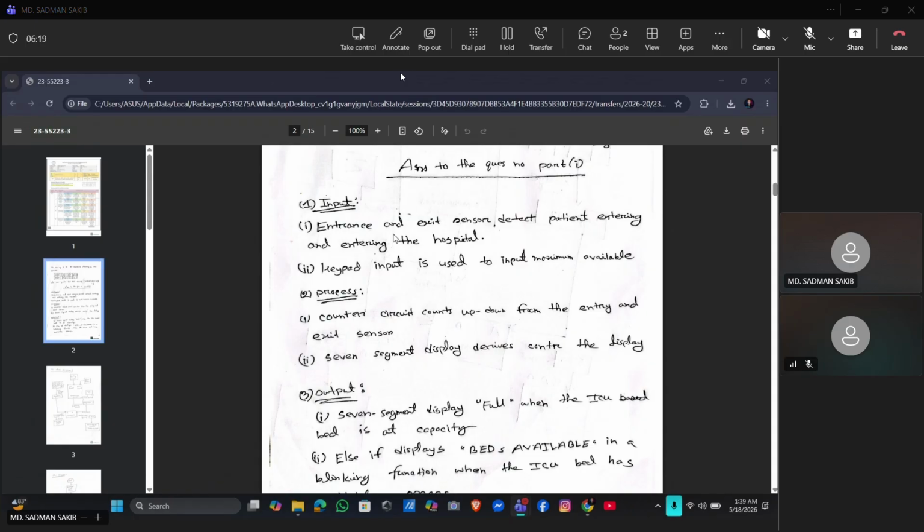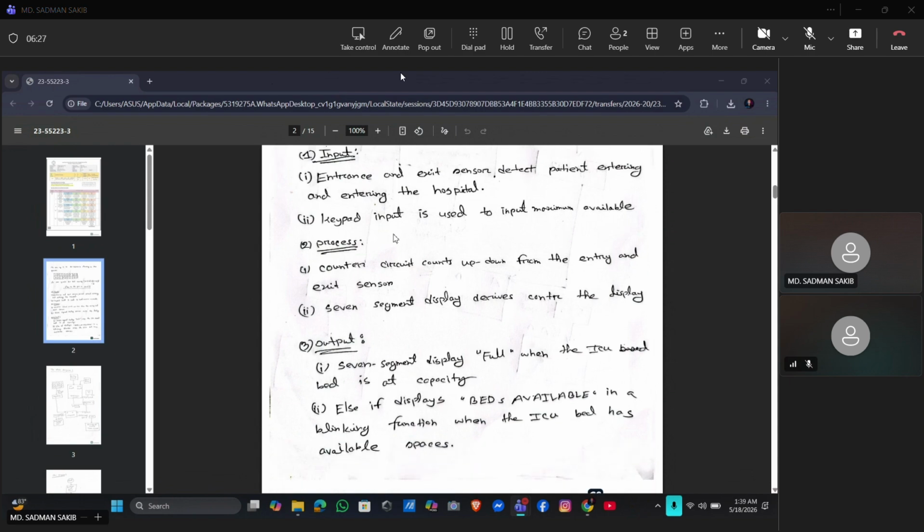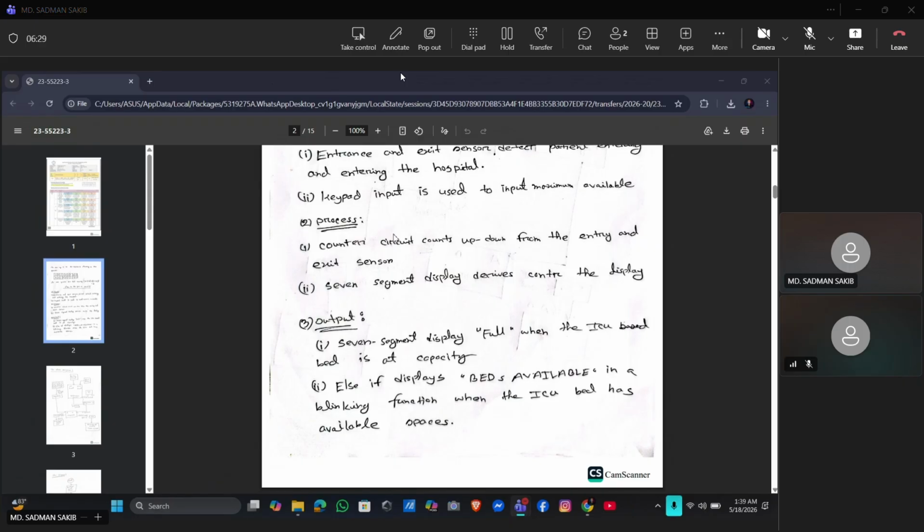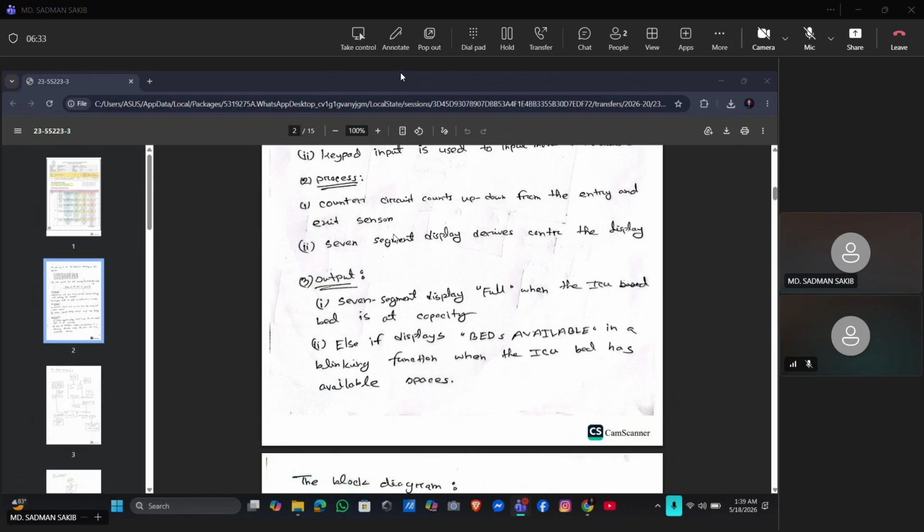Asynchronous up and down counter counts patients using the entry and exit sensor. A 7-segment display control circuit handles the output display. And now the output section. If the ICU reaches full capacity, the 7-segment display shows full. Otherwise, the display shows beds available in blinking mode when beds are available.